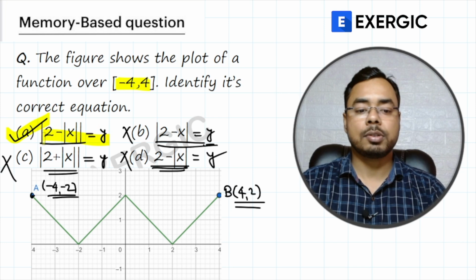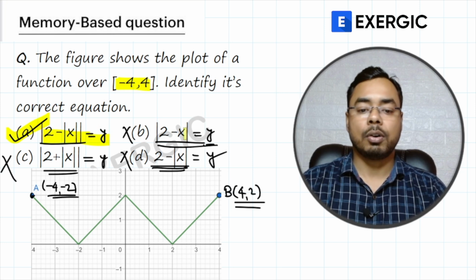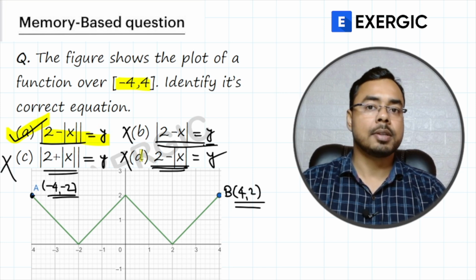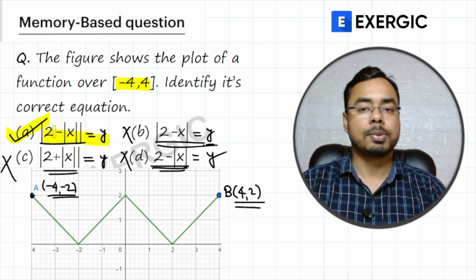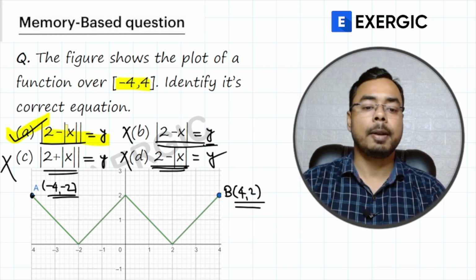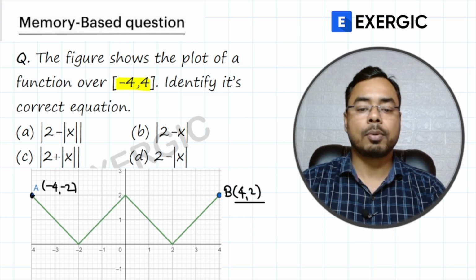Simply by looking at the question, you can identify that all these three remaining options will give us a V-shaped curve, and therefore option A has to be the correct answer, right? Now see, there are two ways of approaching this problem.